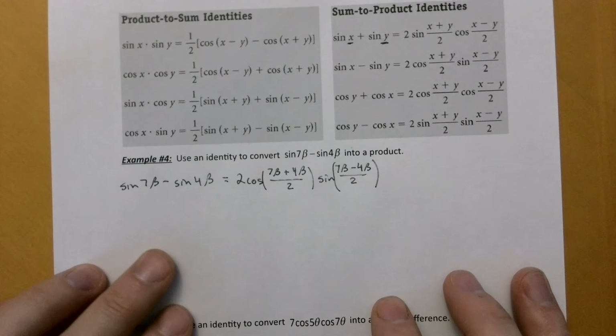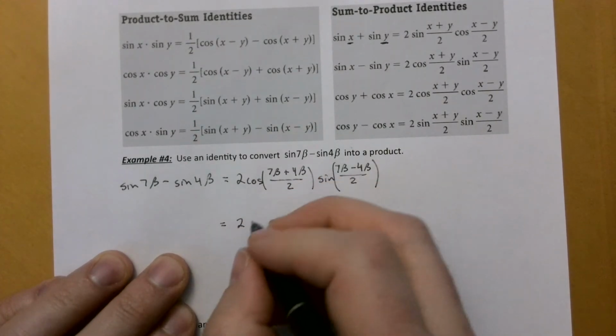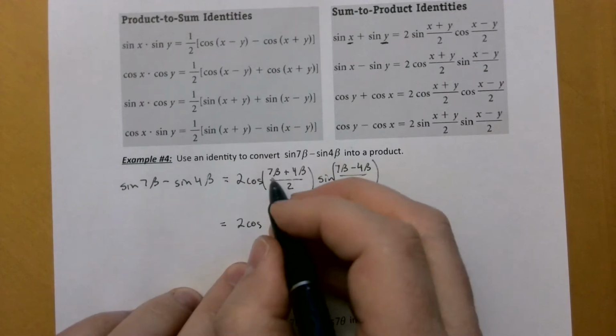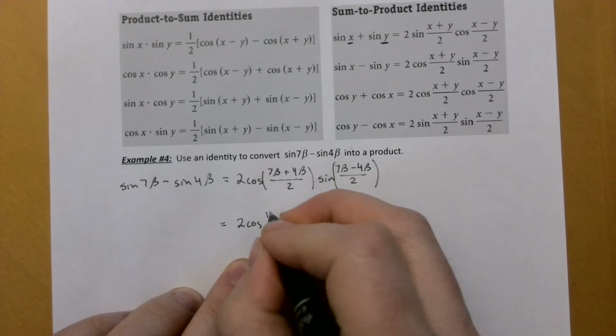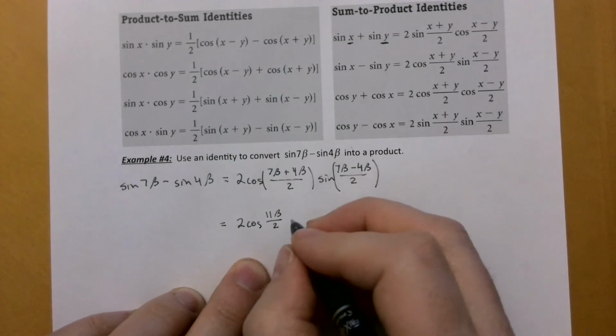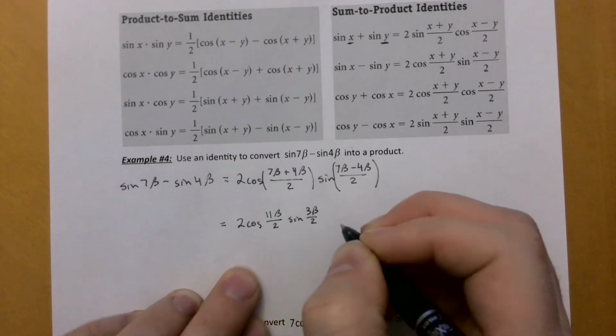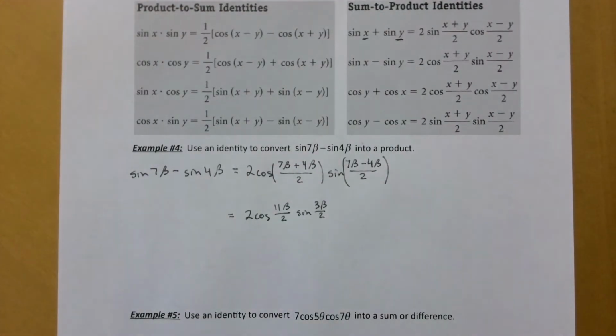Okay, so our job then is to just do the algebra within those and see if anything pops out. So this is going to be 7 plus 4 is 11 beta divided by 2, and then 7 minus 4 is 3 beta divided by 2. And I think we can be happy that that's it. We've turned it into a product, and there it is. So now we're going to go the other direction.